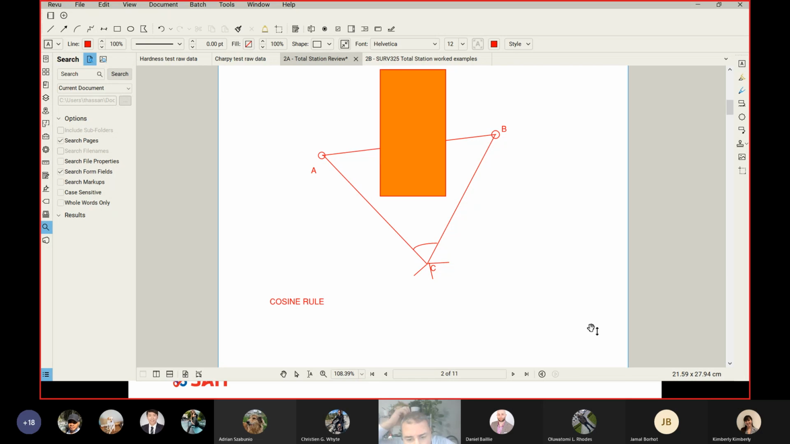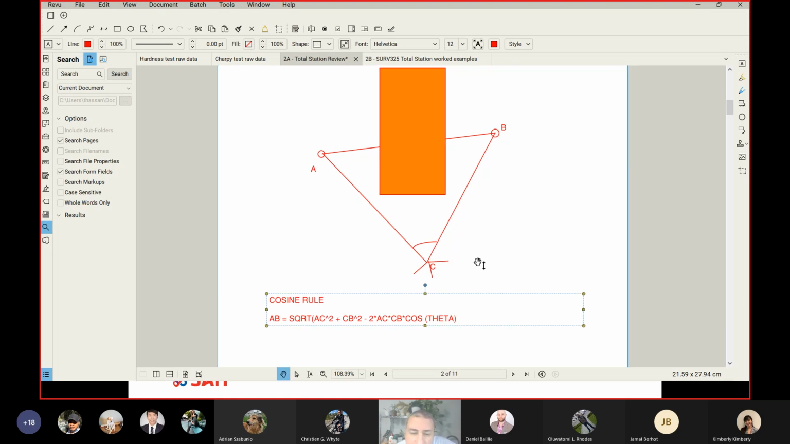And cosine rule is not very difficult. I don't have the proper tool to write it, but here we go. I will do my best. So AB here is equal to SQRT, which is square root of AC squared plus CB squared minus 2 AC and then CB, and then cosine the angle, let's say theta, where the angle theta is simply here. So I'm going to write here, this is the theta.